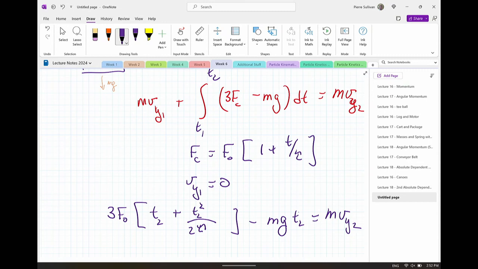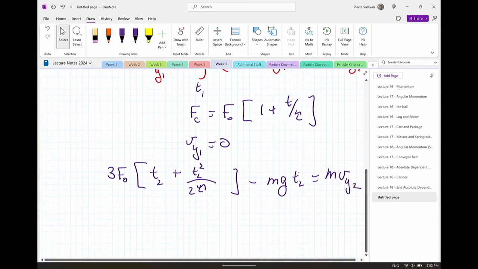So just substituting directly into the integral for F sub c, solving the integral, I end up with 3 times F naught times (t2 plus t2 squared over 2 tau). The t1 terms all go away because that's 0. On the next term, I just have weight times time, t2, and that total value is the impulse delivered to determine the final velocity of the block.